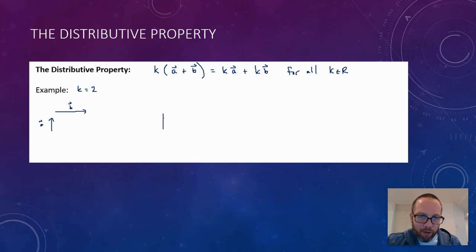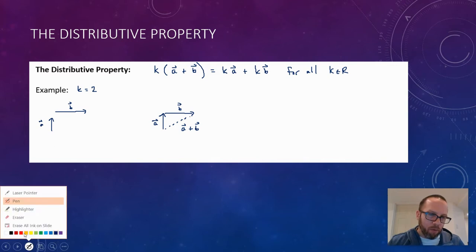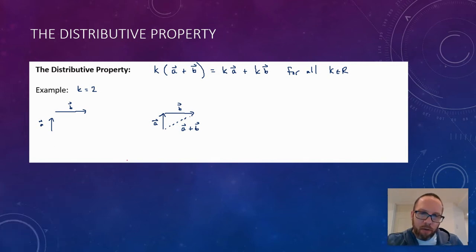So I'm going to draw vector A plus B first. Right, there's A, there's B, and there's vector A plus B. So if k is 2, 2 times A plus B will look something like this. Switch to maybe some red here, have it stand out. So the vector 2 times A plus B will look something like that. That's 2 times A plus B.